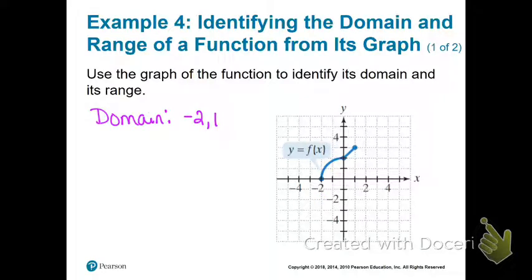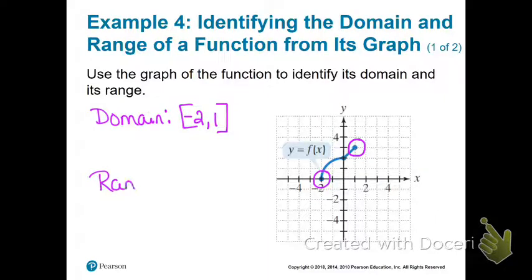Look, though, we got to decide, are we going to use a parenthesis or a bracket? Remember, this comes back from a previous lesson. At the -2, it's got that closed circle. It's equal to, so we're going to use a bracket. And at the +1 right there, it's also got a closed circle, so we're also going to use a bracket.